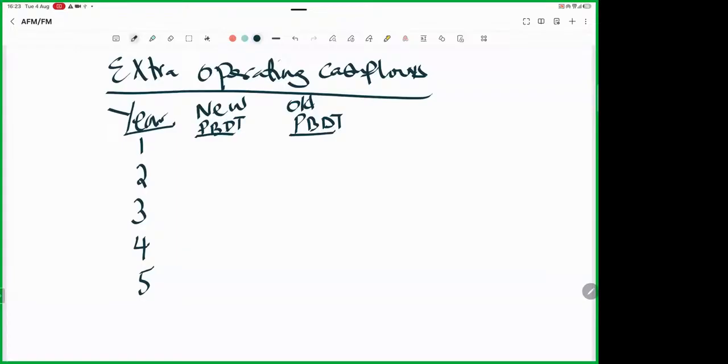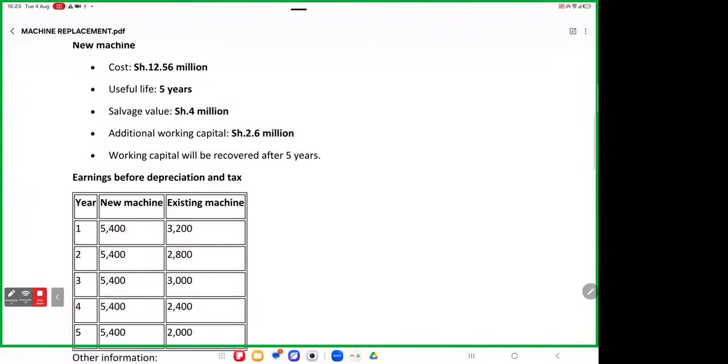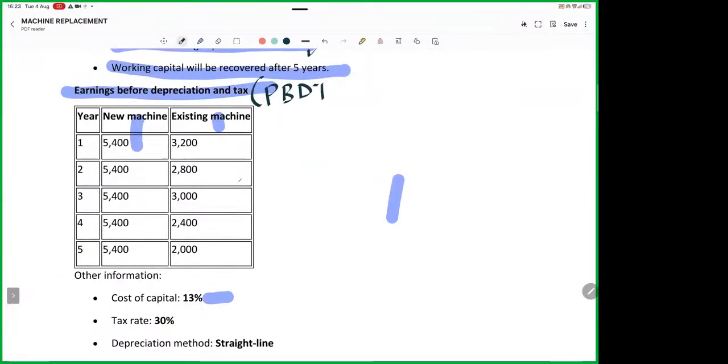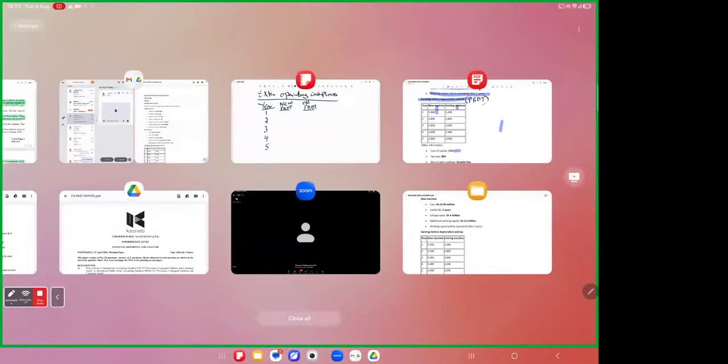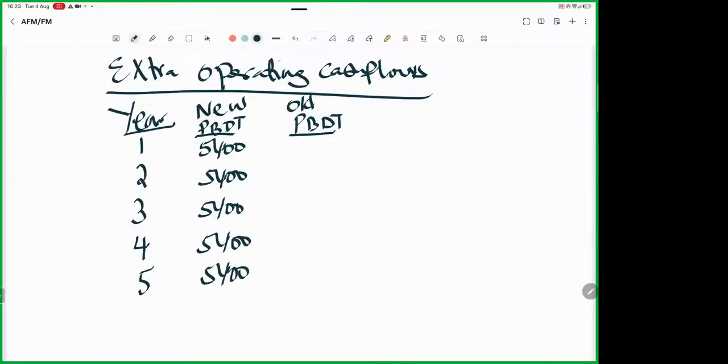My very good students, from the question provided, are you able to really get these numbers? You can see here, ladies and gentlemen, we have the earnings before, so this is what we call PBDT. Simply copy that table the way it is. So I can see 5,400. Remember, there are 5 years, all of them now.